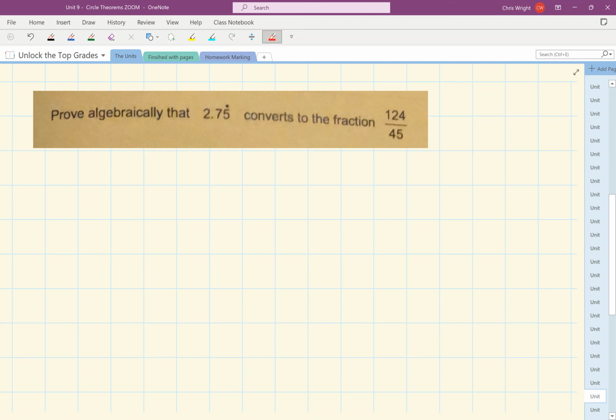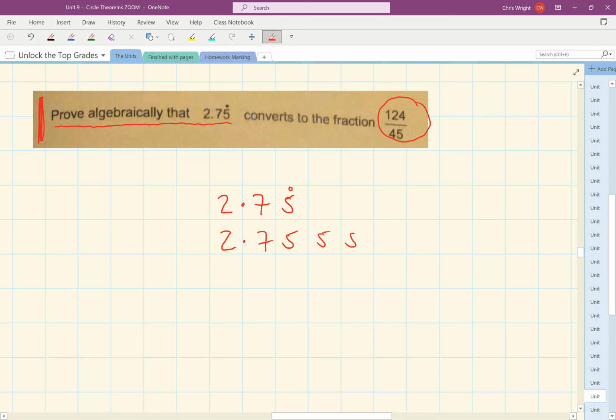Right, in this question, we're asked to prove algebraically that 2.75 recurring converts to this fraction. Now, this is often seen, and the fun thing about this topic is it doesn't really link to any others, so these questions always appear as a sort of one-off. Now, what we've got here is a recurring decimal, 2.75 recurring, which means, of course, 2.7555, and so on. Now, how are we going to convert that into a fraction?